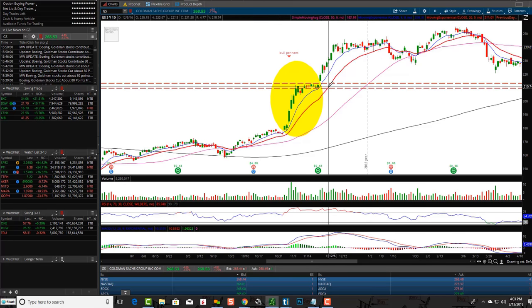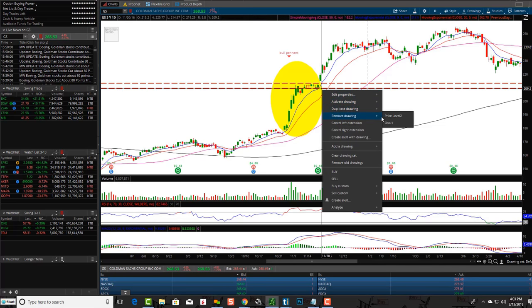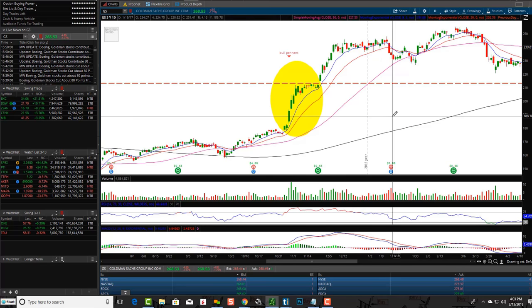So my point being in all this is a lot of this area right here, depending on what pattern you're looking at, this area might not be as important, but you can clearly see this top area is very, very important. So if I remove this drawing here, and I look at this area, you can see a clearly defined top.